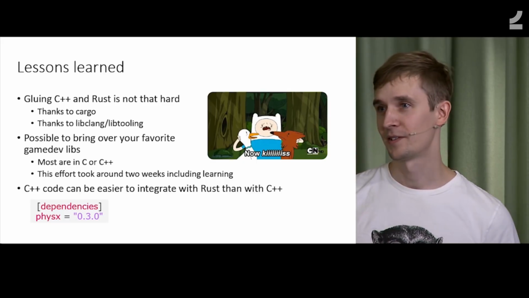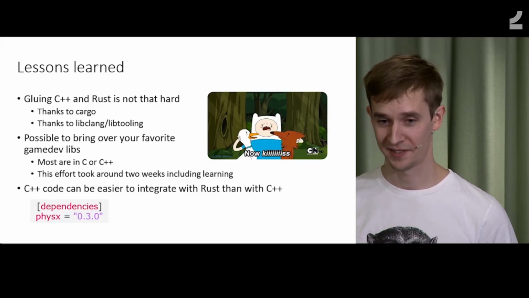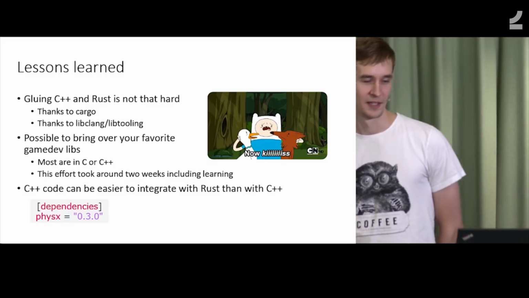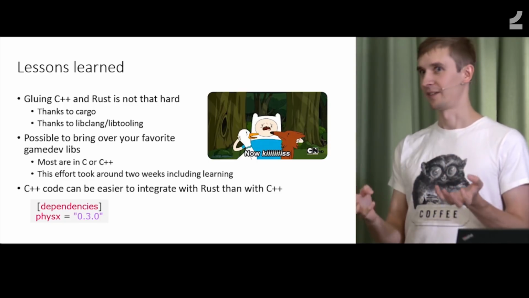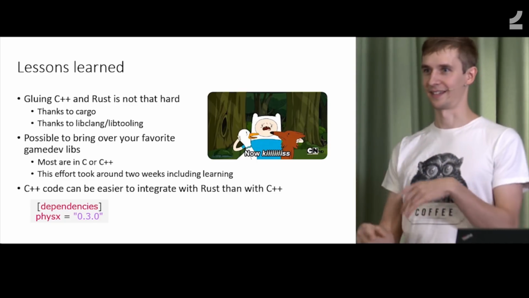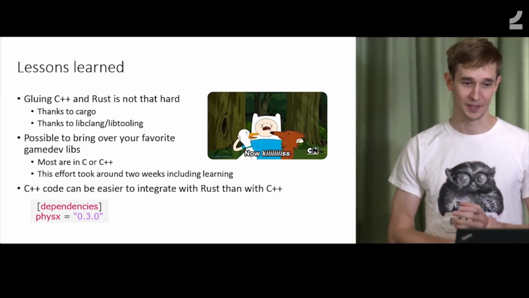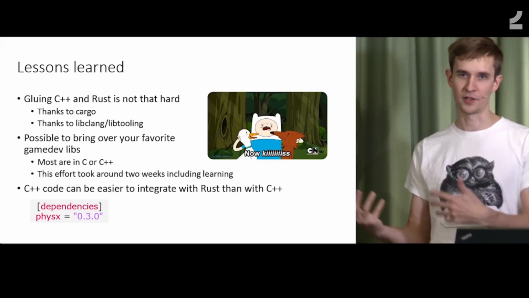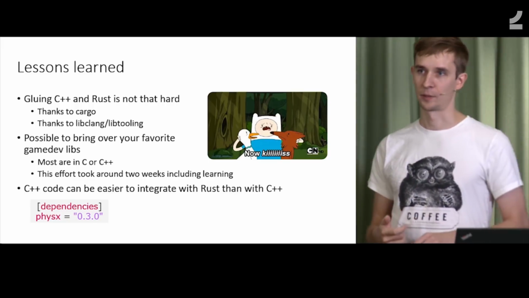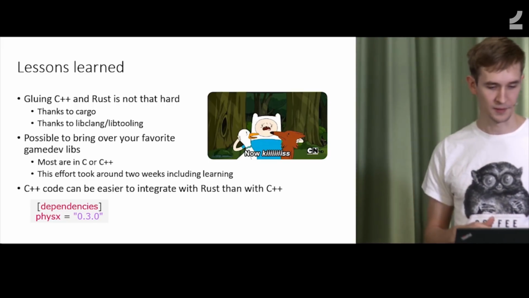So we have learned that binding Rust and C++ is not that difficult if you use the right tools. If you use Cargo, you get all the amazing build process, which allows you to do things like building C++ software and then extracting libraries and all sorts of crazy stuff. And with Clang and LibTooling, you can get information out of the C++ code base and so on. So it's not that difficult.